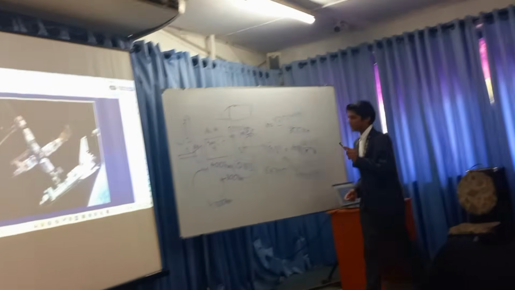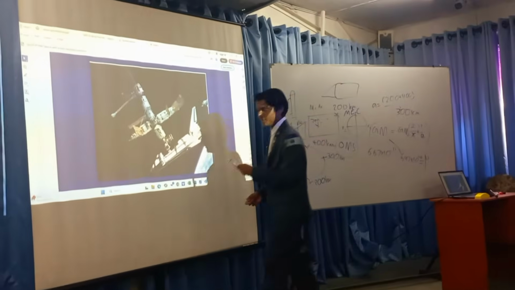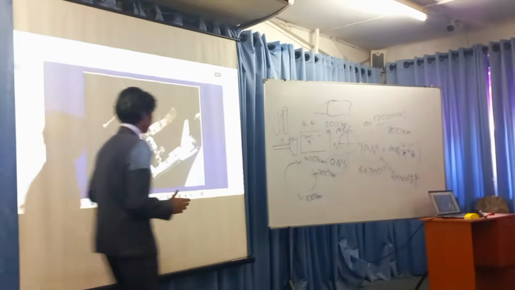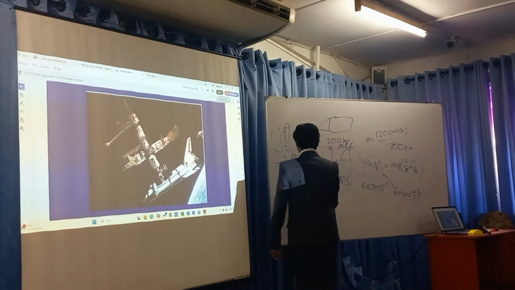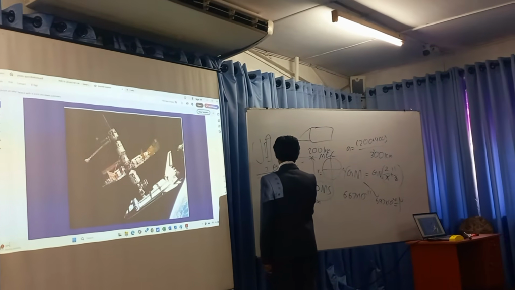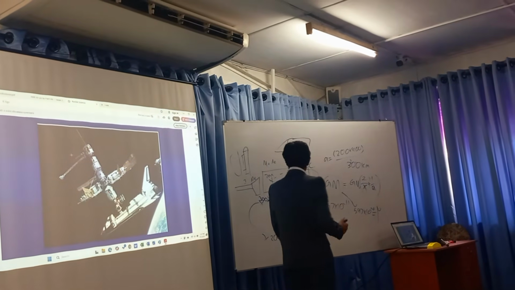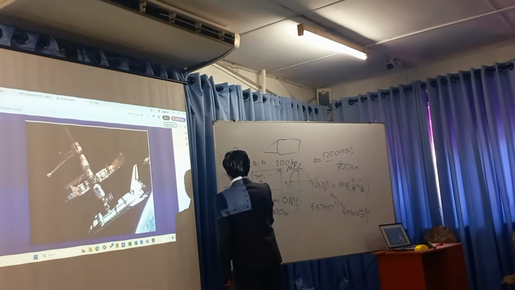This is the point where the spacecraft will dock with the ISS. This is quite a complex maneuver, so I'll explain how that works. If this is our current orbit, 300 kilometers, and the ISS, which does orbit quite high, is orbiting at 400 kilometers.